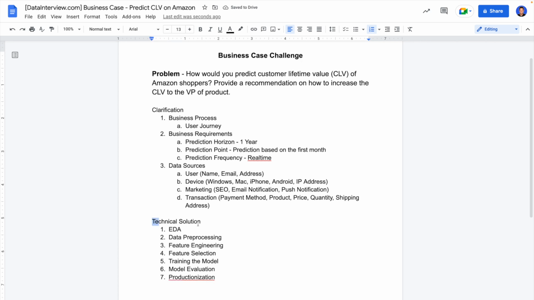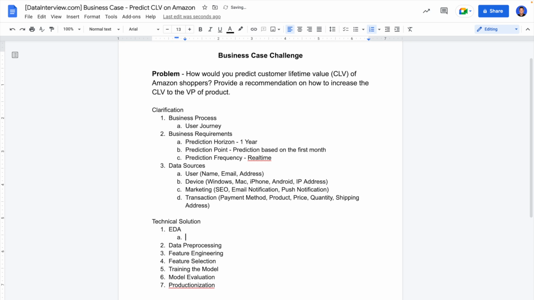And of course, these steps here address the first question, which is how would you predict the customer lifetime value of Amazon shoppers? And when it comes to providing the recommendation, I'll talk about that after I walk through the procedure of building the model. So the first thing I want to talk about is the exploratory data analysis.